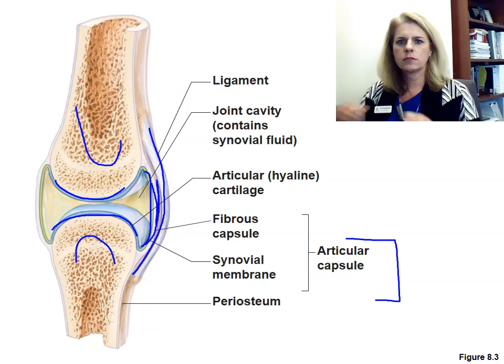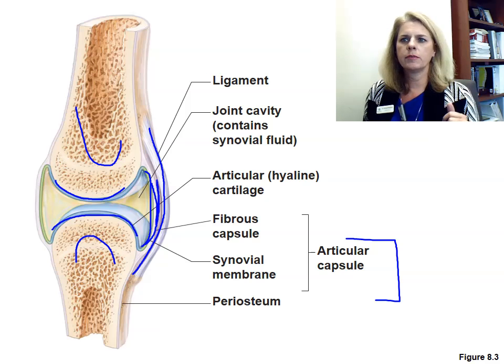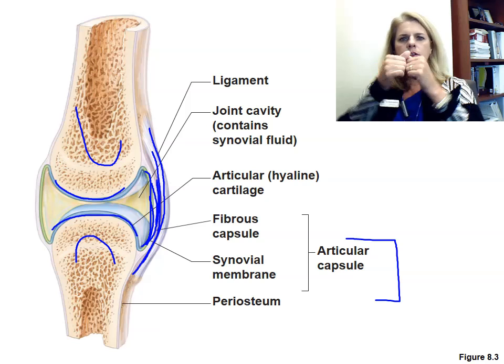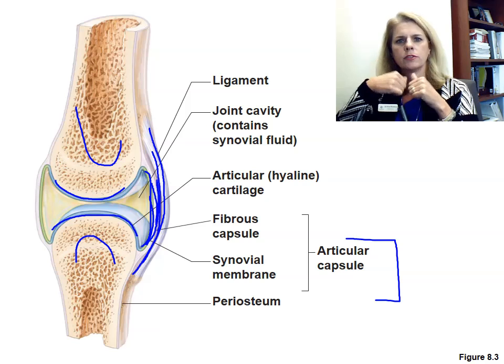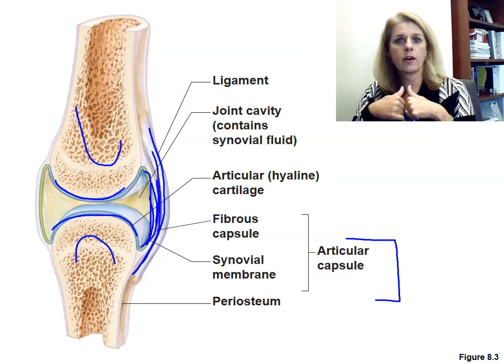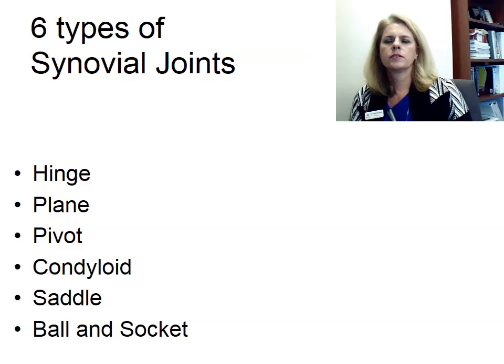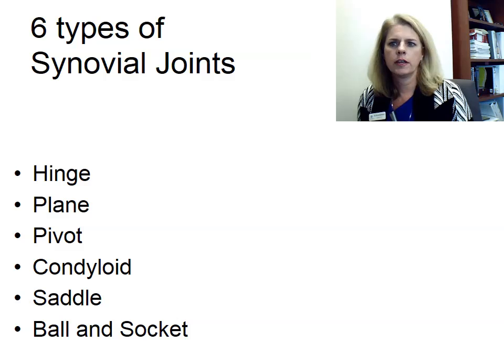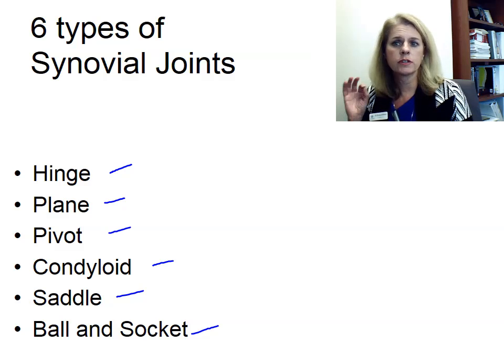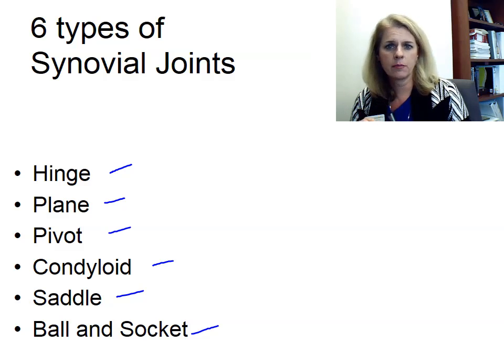As these bones move over each other, they're held in place by the ligaments and this fibrous capsule, and they can smoothly glide. That synovial fluid allows the bones to move against each other without crunching and without bone-to-bone contact. The 6 types of synovial joints are hinge joints, plane joints, pivot joints, condyloid joints, saddle joints, and ball and socket joints. We're going to talk about each one of these types of joints and give you an example of where you'd expect to find it and what the joint allows you to do.